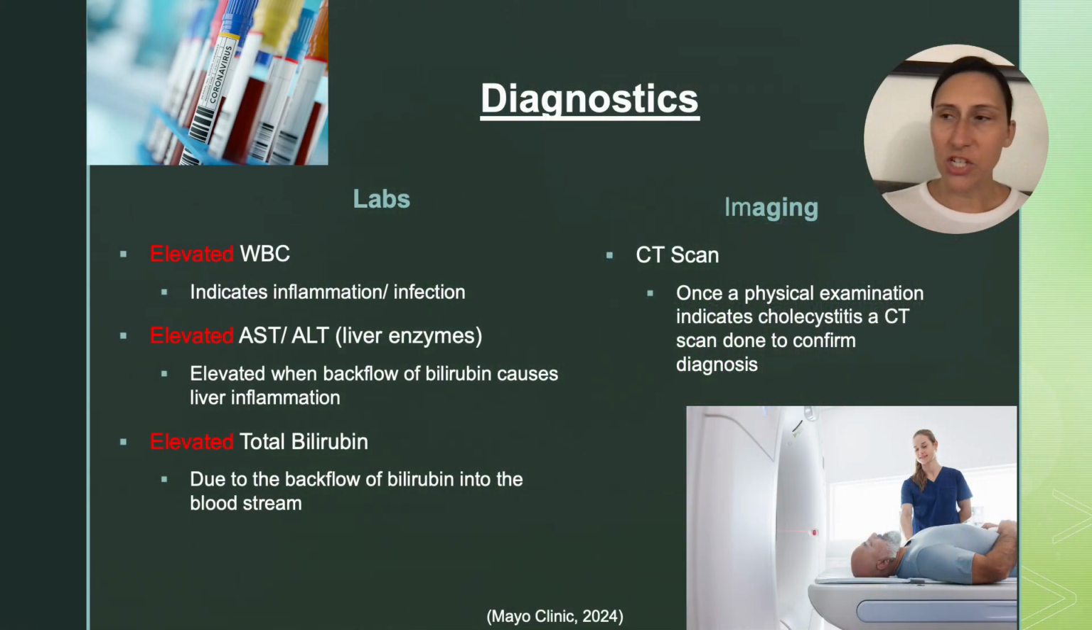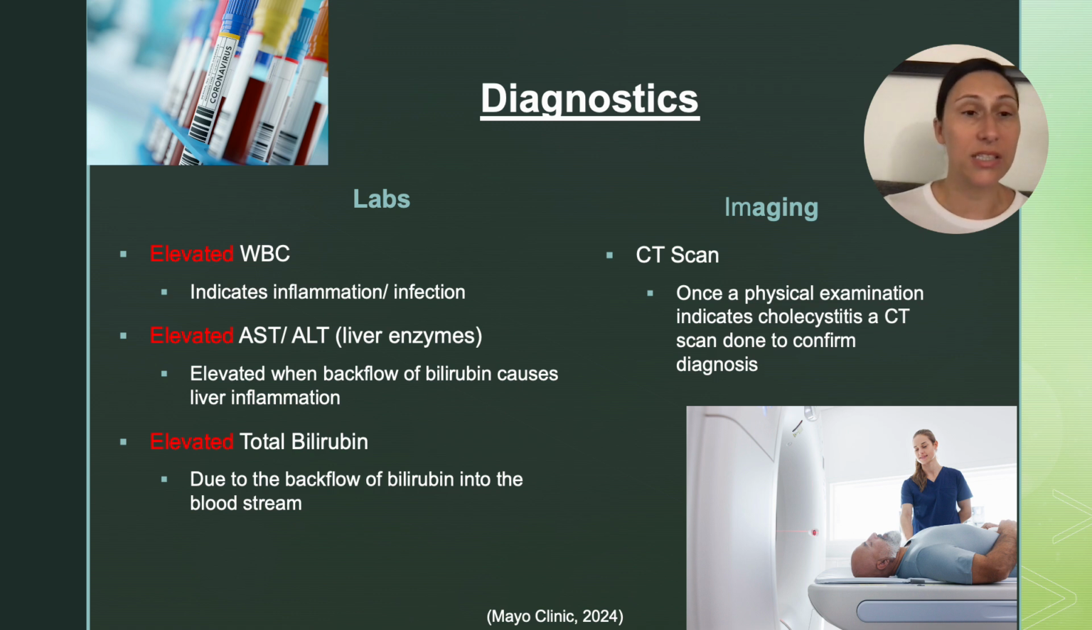Once the physical examination indicates cholecystitis, it's often confirmed with further diagnostic tests such as labs and imaging. Labs that indicate cholecystitis are a CMP, which stands for Complete Metabolic Panel, and a CBC, which is a complete blood count. Our CBC is going to show us an elevated white blood cell count. An elevated white blood cell count is going to indicate inflammation and infection.